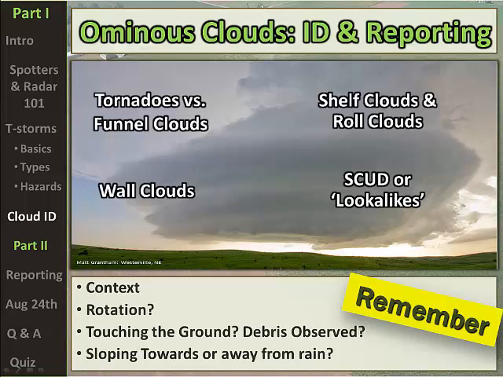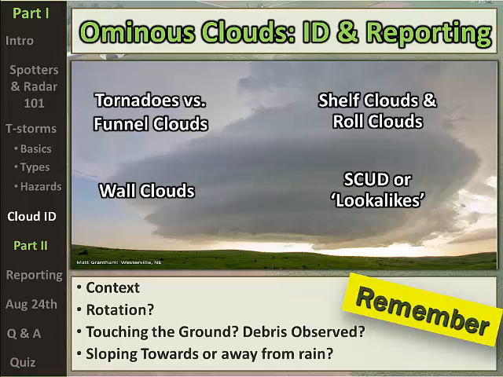In this section, we're going to go over cloud identification and cloud reporting. It's going to involve looking at the difference between tornadoes and funnel clouds, shelf clouds and roll clouds, wall clouds, and then finally we'll end with scud or lookalike clouds, which could trip you up in identification.